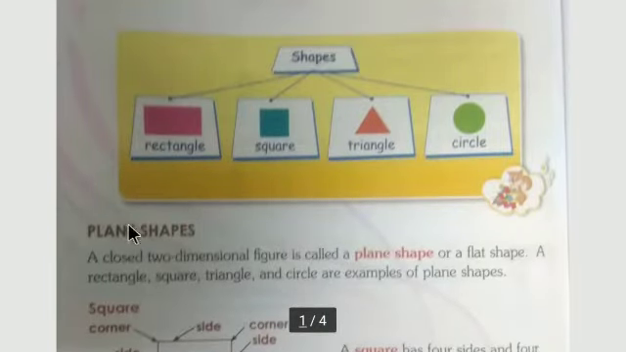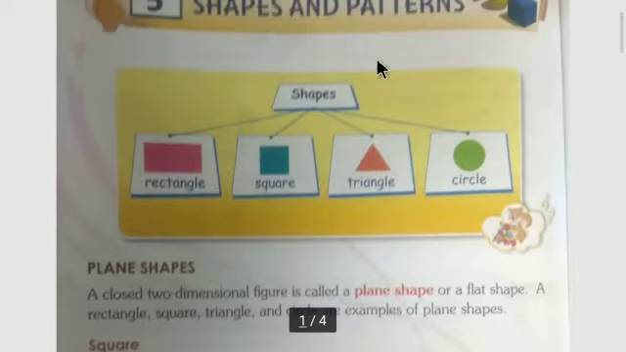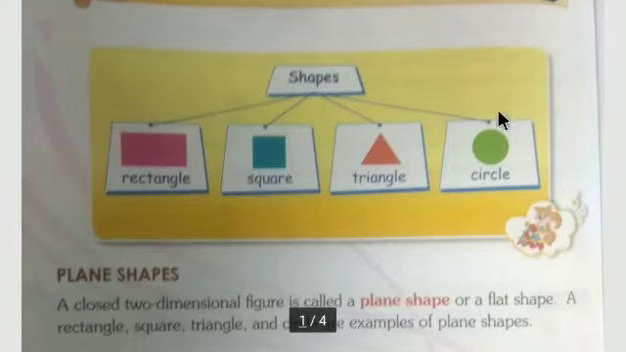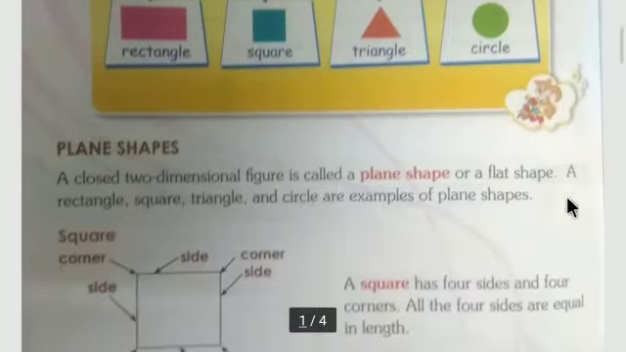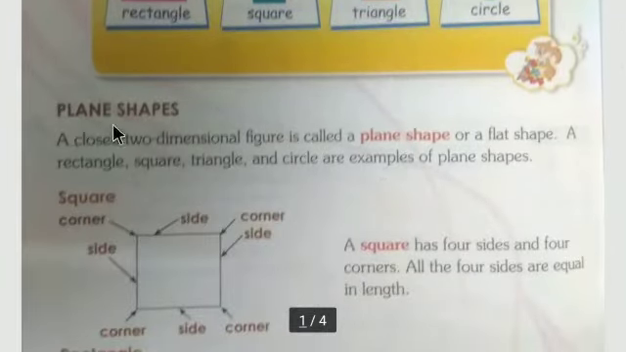Before going to start plane shapes, let's see. Here some basic shapes are given: rectangle, square, triangle and circle. All these shapes are called basic shapes because all other shapes are derived from these shapes. Okay. Now let's see plane shapes.